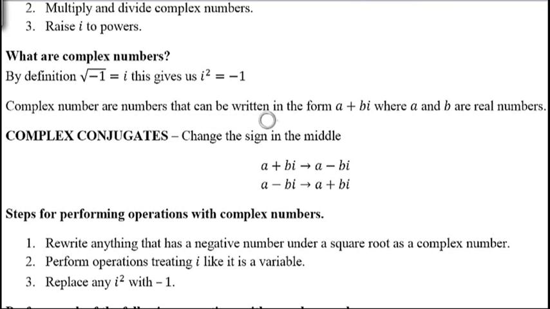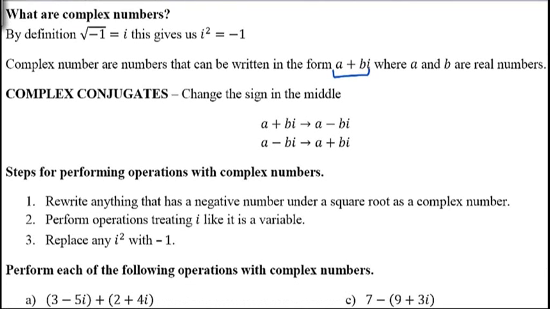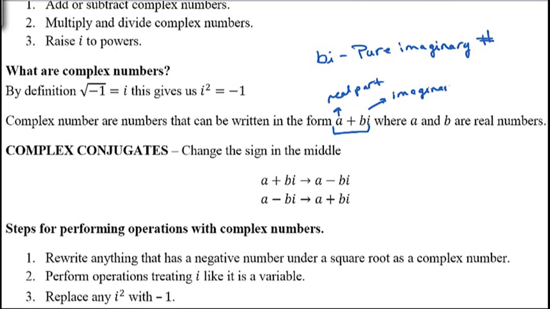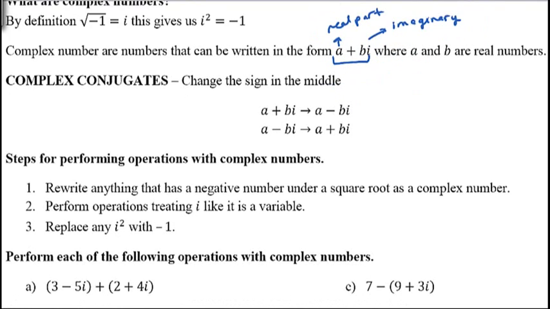And again, complex numbers can be written in the form a plus bi, where a and b are both real numbers and b is not equal to 0. Something else that I haven't talked about yet is if you just have a number in the form bi, this is called a pure imaginary number. So a is called the real part, and the bi is the imaginary part. And so together, the real part plus the imaginary part make up a complex number.